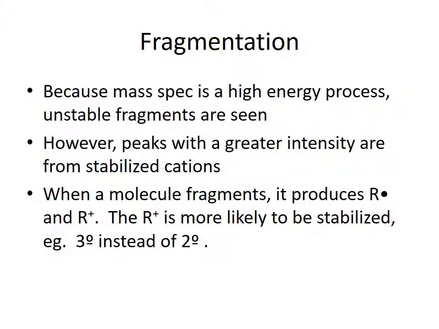Because mass spec is a high energy process, we're going to see these unstable fragments. So they don't have to be a stable fragment. However, those things that are more stable are going to have a greater intensity. So when you look at a molecule falling apart, you know that it can cleave in a particular place. And when it cleaves, you can assign the free radical to one part and the carbocation to the other part. Look for which part would better stabilize the carbocation, because that one is the one that's going to form.